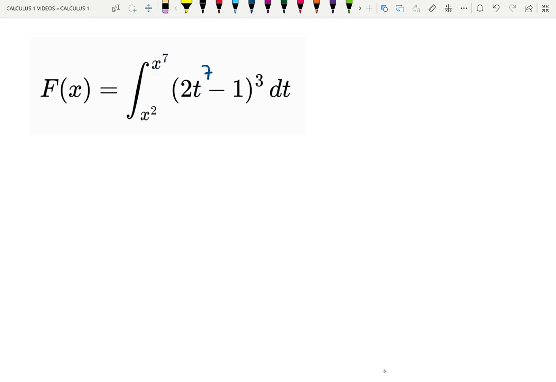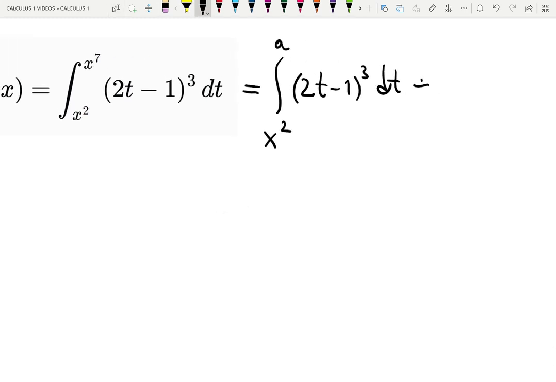But in this case, we need to combine all the knowledge we learned, which is basically a classic idea in math classes. Let's combine the knowledge. I would like to break this integral into two integrals. One will be from x squared to a, (2t minus 1) cubed dt. And another one will be, what do you think? How do we break an integral into two integrals? Correct. It will be from a to x^7, (2t minus 1) cubed dt.